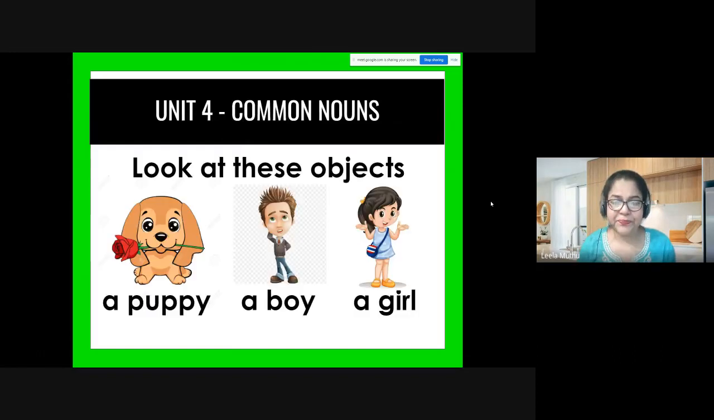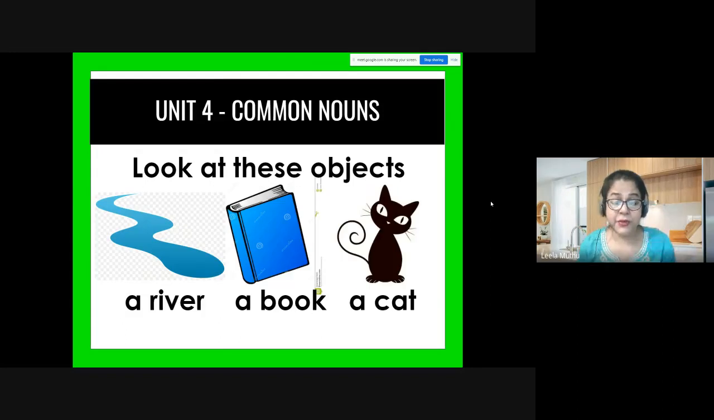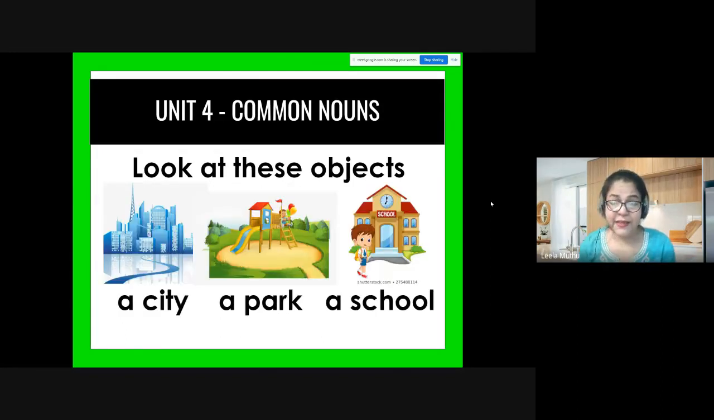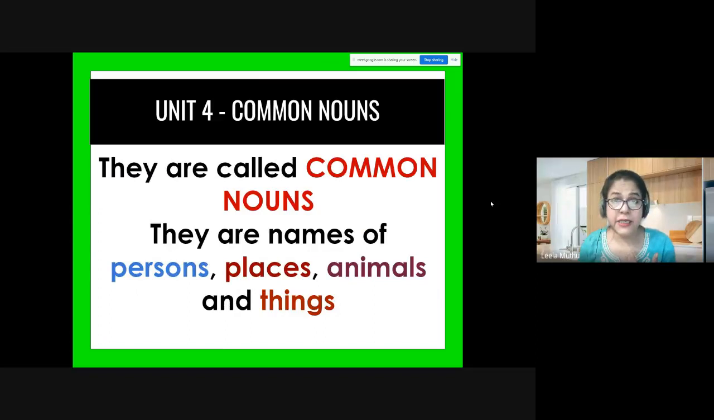Now, look at these objects. You see this cute little puppy, you see a boy, you see a girl. Now, you see a river, a book, a cat, you see a city, you see a park, you see a school. These are common nouns. They're general names. Like when I say I see a girl, it could stand for so many girls.